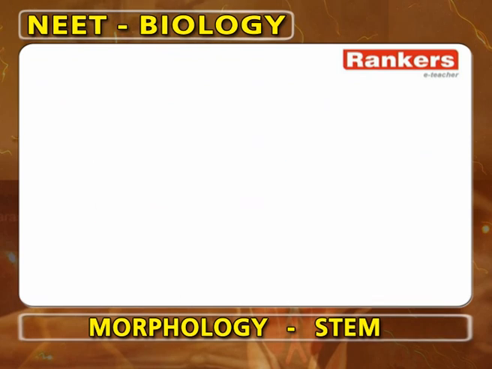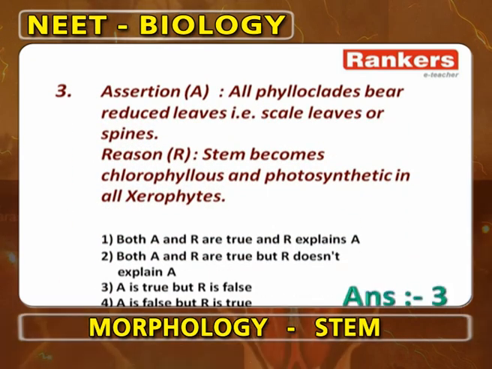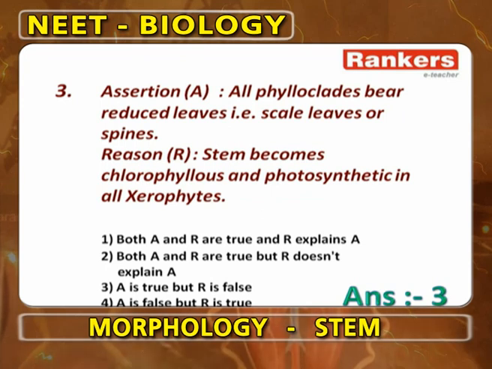Next, assertion: all phylloclades bear reduced leaves, that is scale leaves or spines. Reason: stem becomes chlorophyllous and photosynthetic in all xerophytes. A is true but R is false. In all xerophytes, stem may not become so. In some xerophytes, leaves also become green, chlorophyllous and photosynthetic.